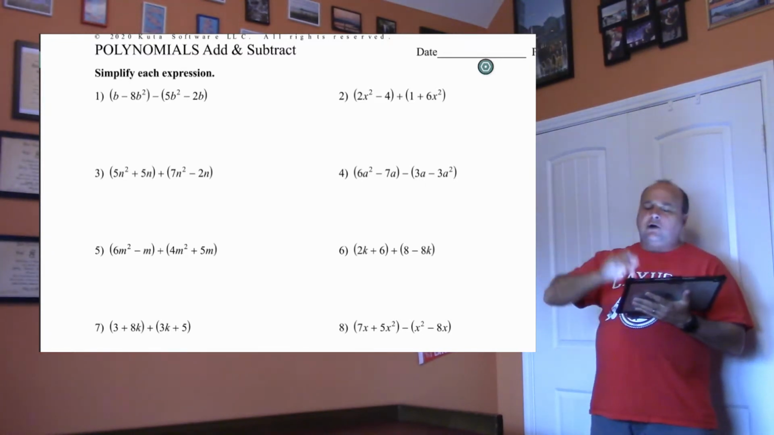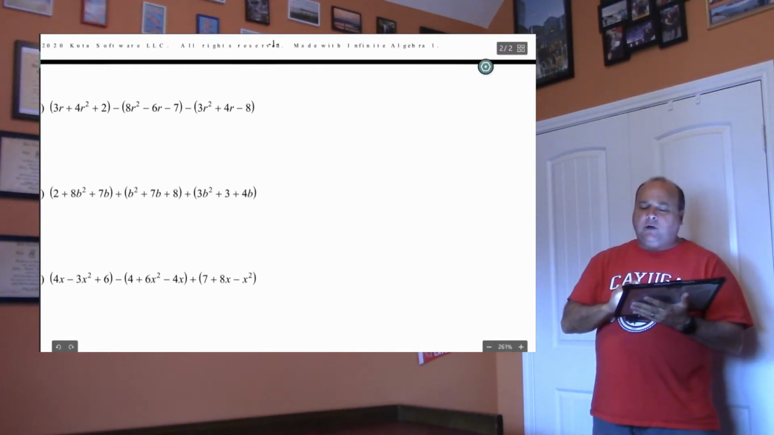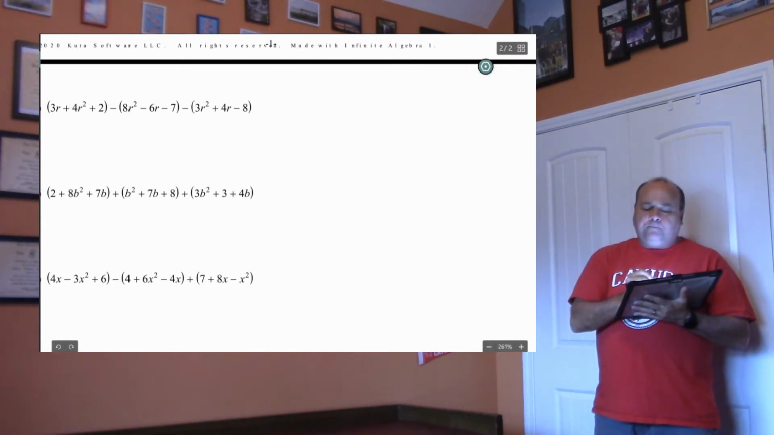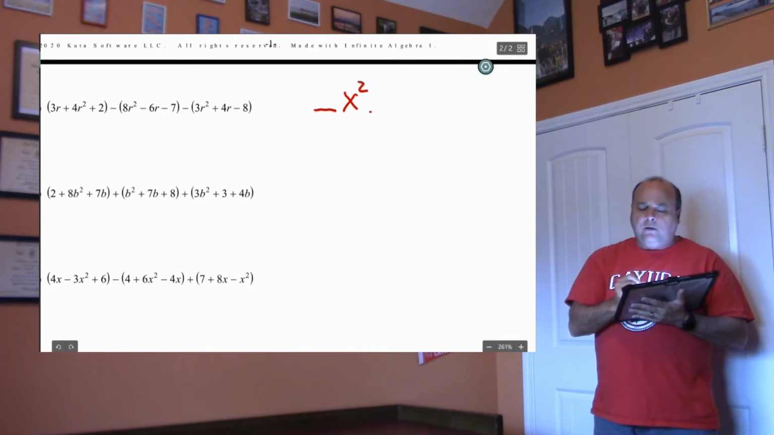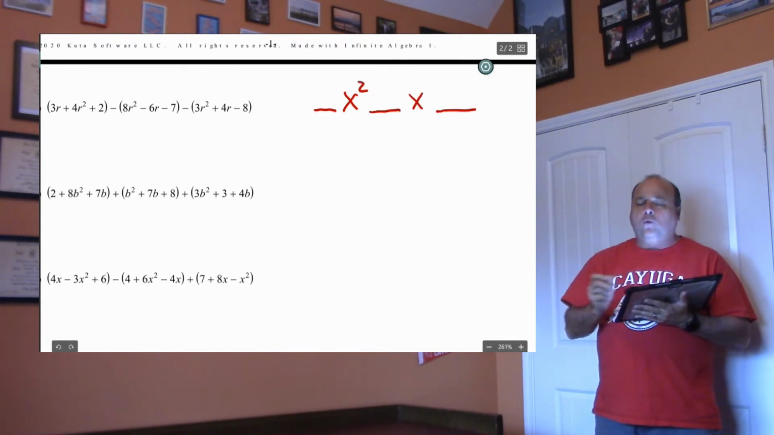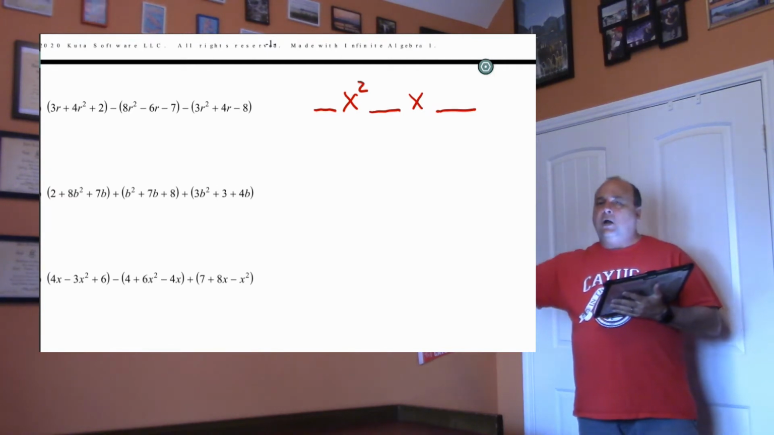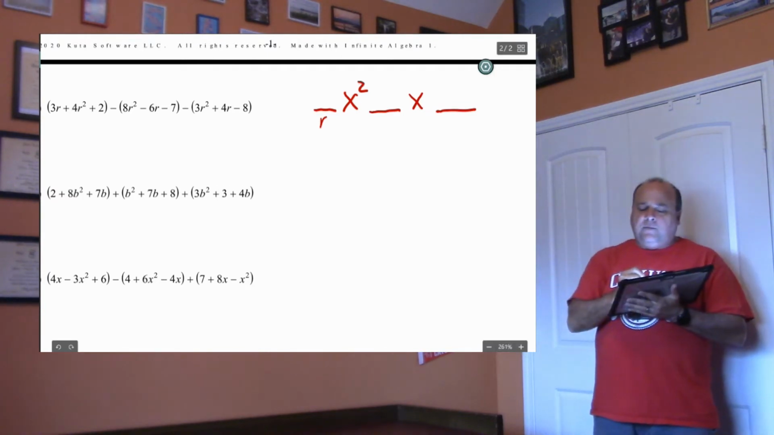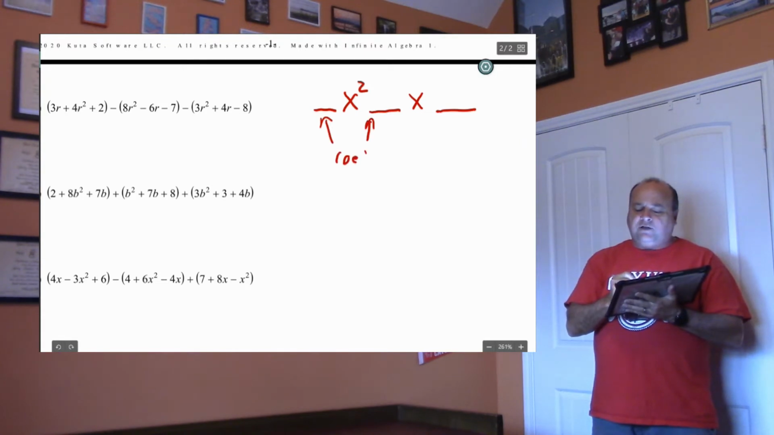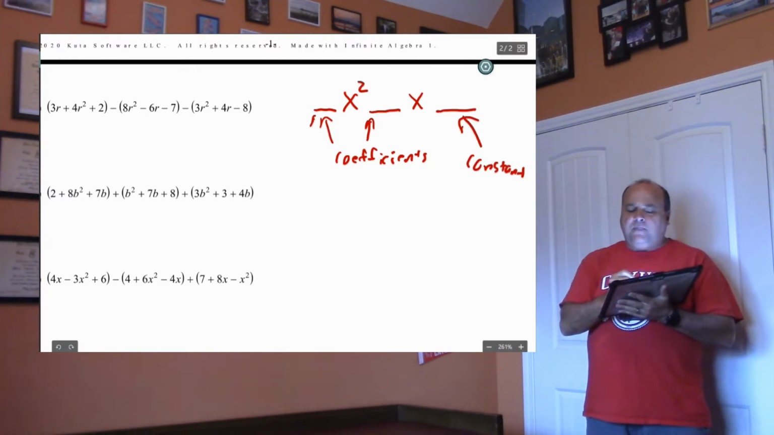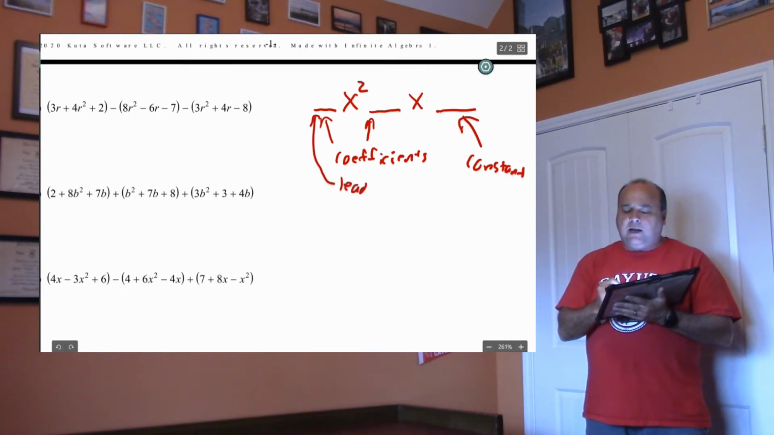To do this, let's turn this paper over on the back. I'm going to give you a little bit of notes first. When you combine polynomials, write this down. You're going to put them in this order: your largest exponent goes first, the smallest exponent goes last. These numbers right here are called coefficients. The constant goes last. The constant is a number without a letter, and this number is also called the leading coefficient.